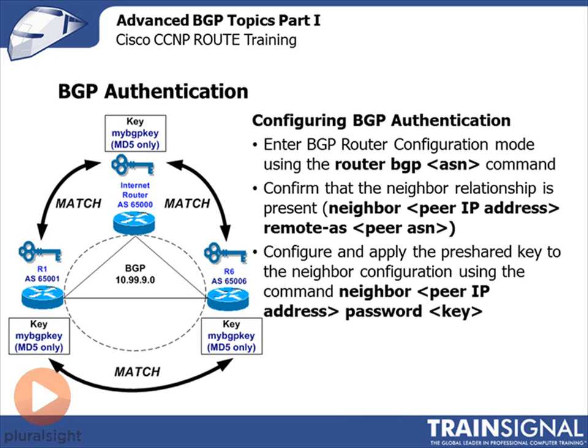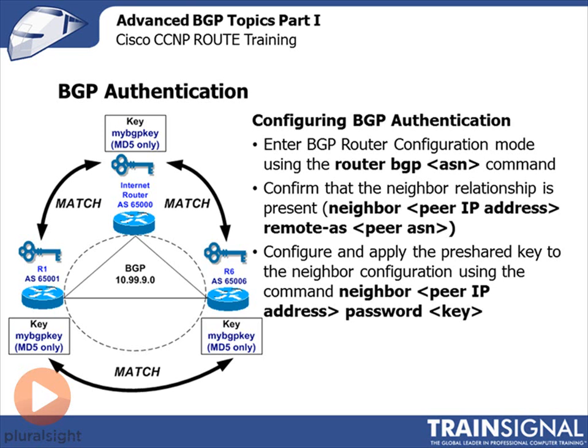Configuring BGP authentication is remarkably straightforward. As with a lot of other things, you enter router BGP configuration mode, router BGP, the autonomous system number. One of the things that you can do is make sure the neighbor relationship is already up and present. Otherwise, you might erroneously think you've done something wrong in authentication because the neighbor relationship isn't coming up. So do that with the neighbor, IP address, remote AS. This is actually the configuration statement, but you do show IP BGP neighbor, for example, and make sure that everything is there and that it's in the configuration.